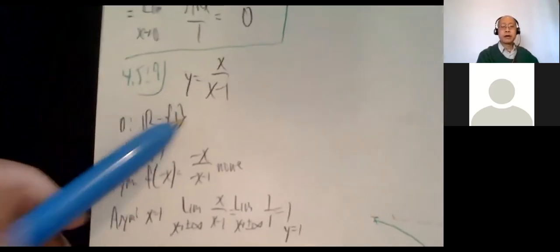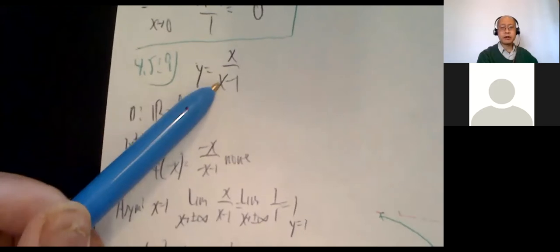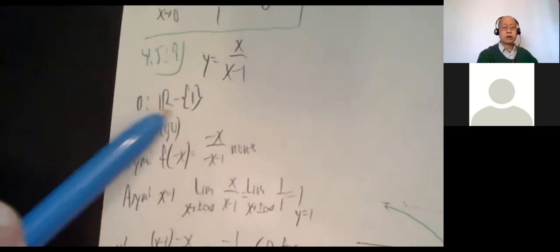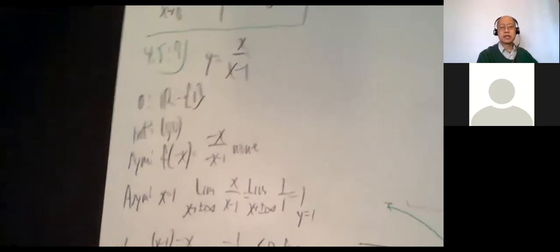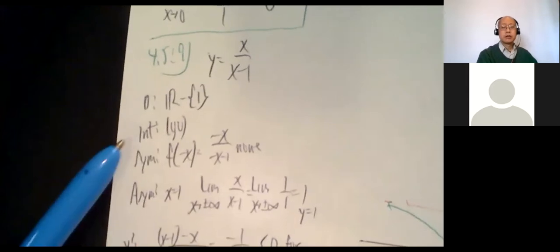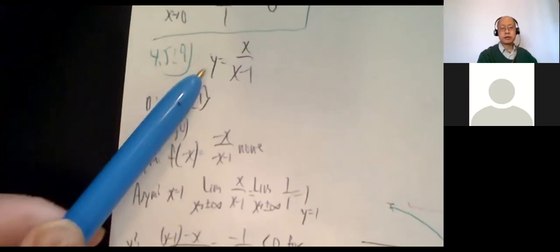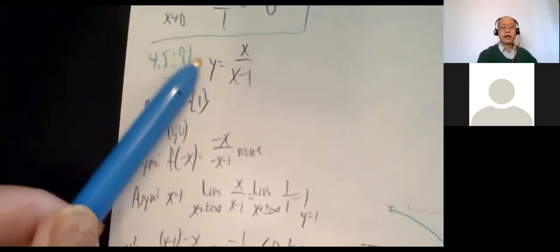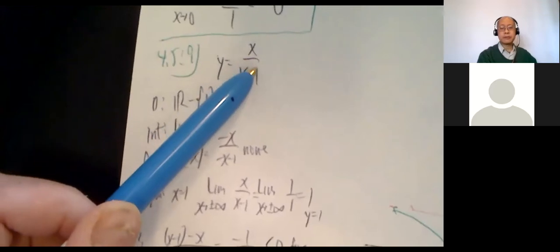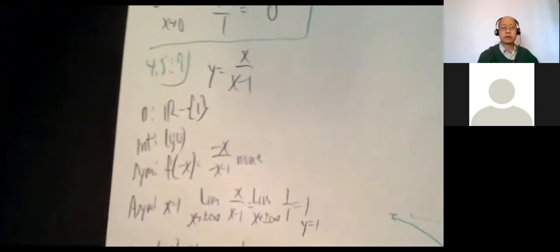All right, so the domain is all real numbers except for 1. You're not allowed to divide by 0. So all real numbers minus a set consisting of 1. Intercepts: when I plug in 0, you get 0. And if y equals 0, the only way that's true is when the top is 0. So the only intercept is (0, 0).